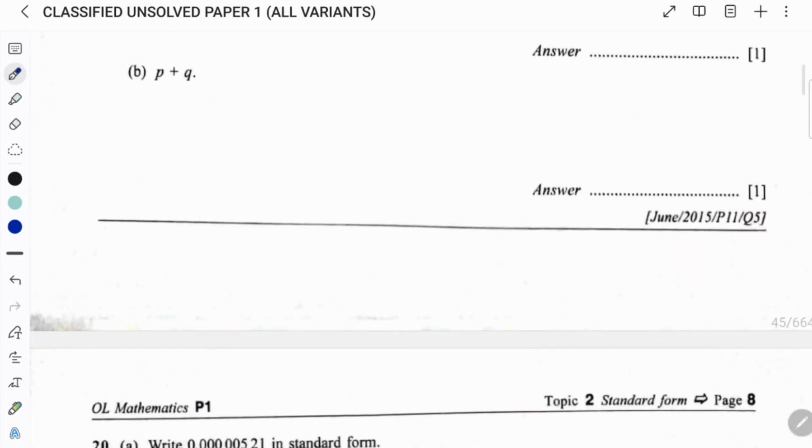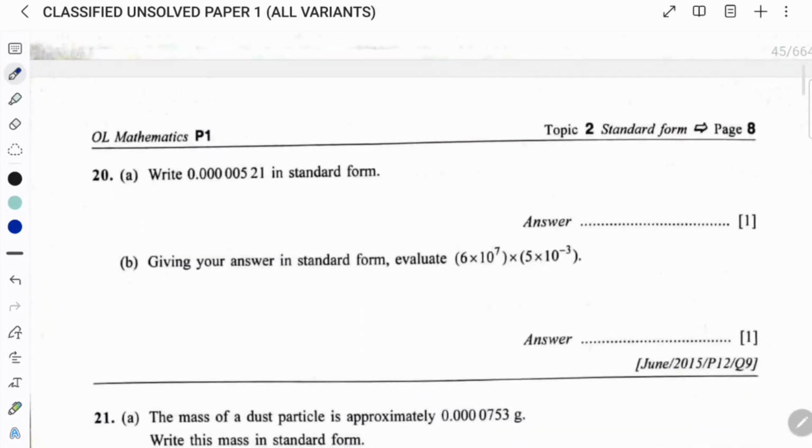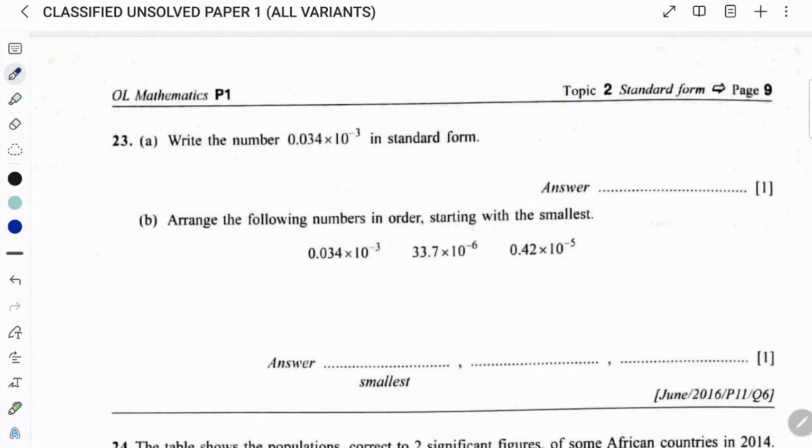We have almost the same type of questions. Alright, now look at this question. Write the number 0.034 in standard form into 10 to the power minus 3. So that is 3.4, the 3 is at the second place, so that is minus 2, and 10 to the power minus 3 as it is. So this is 3.4 into 10 to the power minus 5.